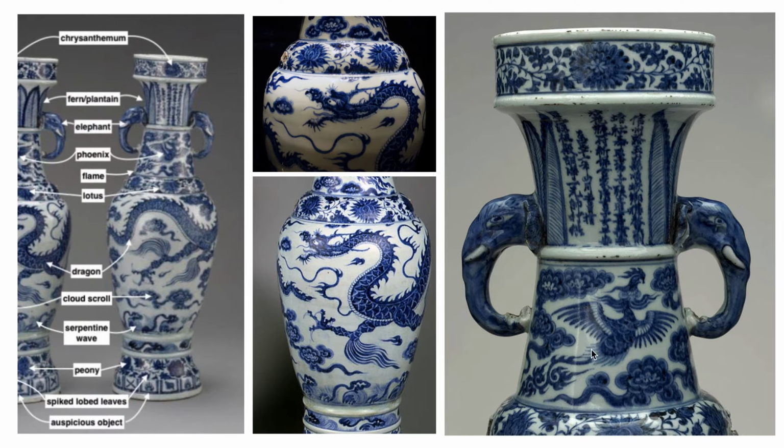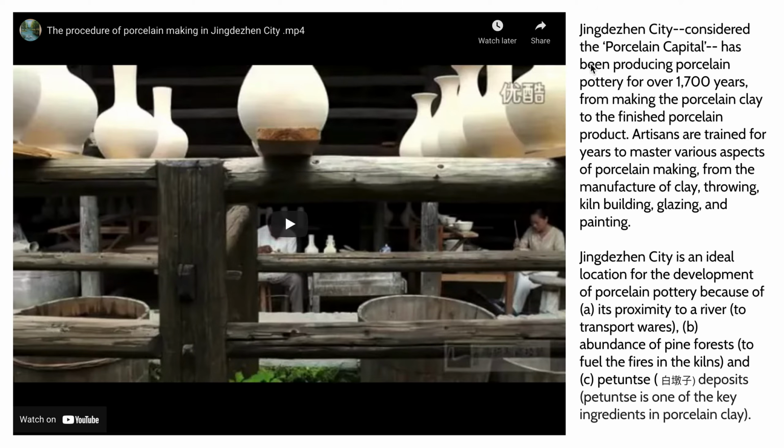We also have a symbol of the phoenix towards the neck of the bottle, and then here is a closer-up view of the two elephant heads that are providing the handles of this particular vessel right here. There's also a little more of a close-up of the floral and plant motifs. Again, you can see a lot of similarities between these motifs and those you would see on Islamic carpets and ceramics.